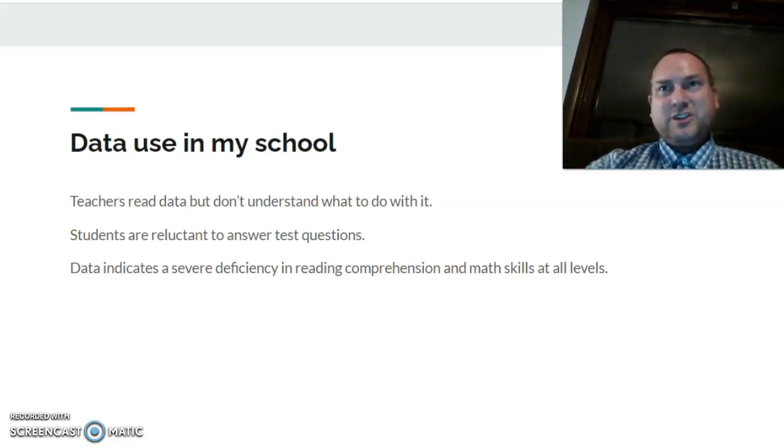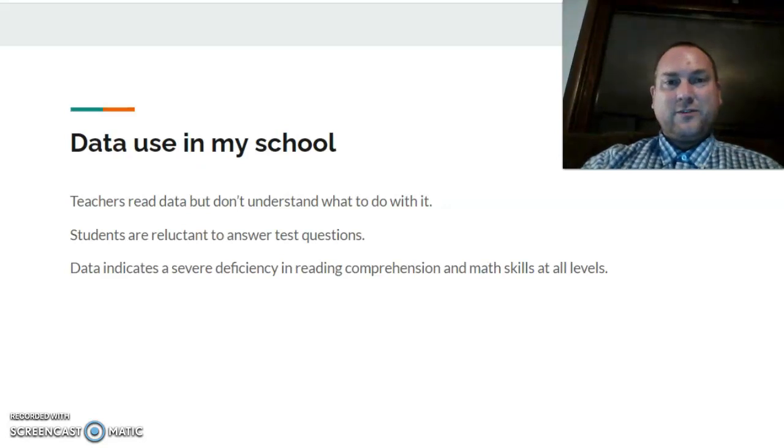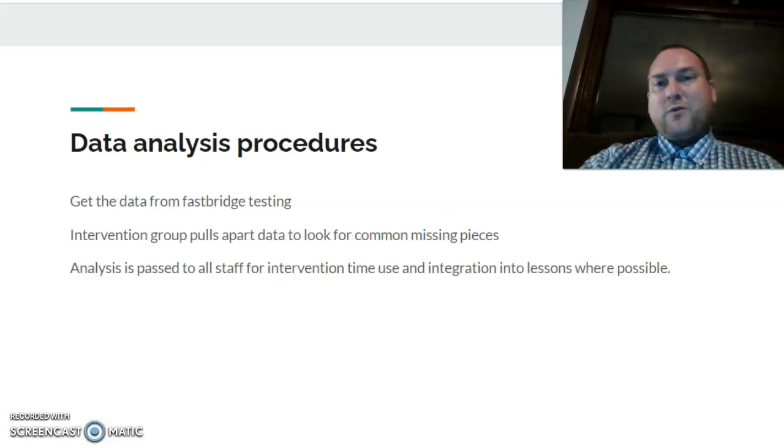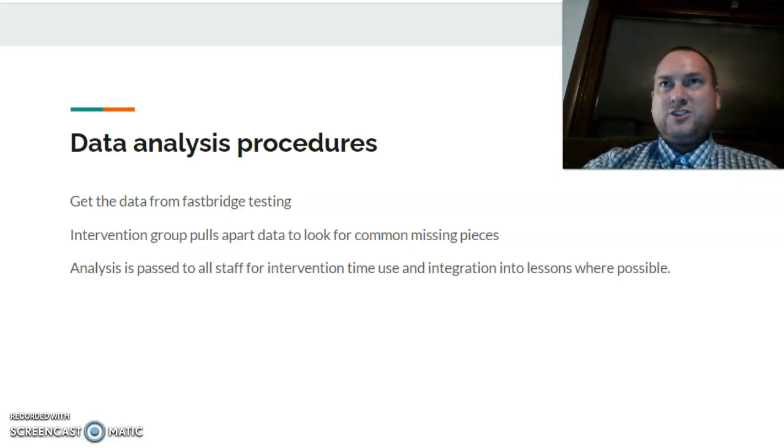From our latest FastBridge testing, we obviously have a lot of work to do and a lot of intervention that is needed. So, the procedure in the district is we get the data from the FastBridge testing. It goes into our intervention groups that meet one Friday every month to analyze it. And then that analysis is passed to all the staff for intervention time use and integration into lessons where possible, showing, for example, do they have a number deficiency? Is there a phonics deficiency? Is there a sight word deficiency? Is there an addition, subtraction, basic math fact deficiency? Those kinds of things. And then we group the students according to those needs for additional time during our intervention time every day.